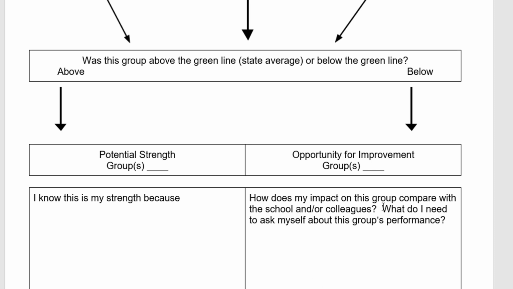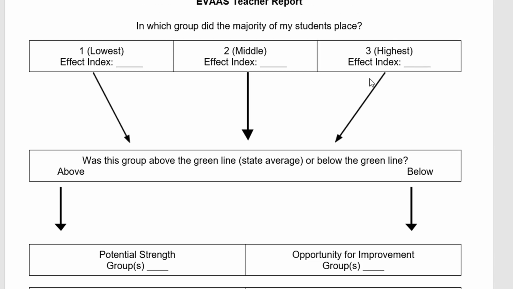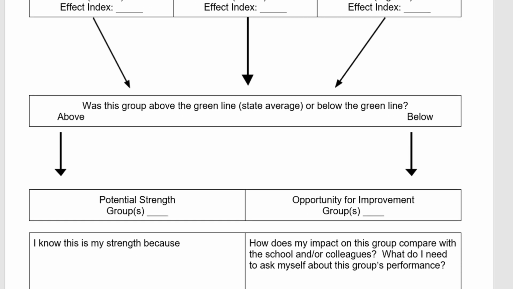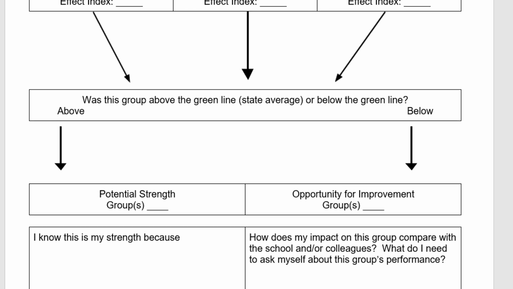That's an important question because she might find out, if she teaches on the same grade level and subject area as other teachers, that their chart looks different. What if another teacher's chart's greatest strength was her highest students? Well, then this teacher needs to get together with that teacher and ask her, what did you do to get that result for your highest performing students? They can learn from each other.